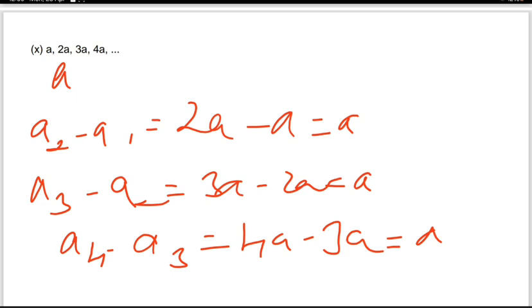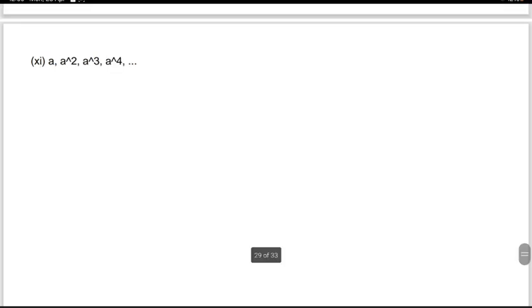So since the common difference is a, you just add a for the next term. So 4a plus a is 5a, 6a and 7a. So simply you can conclude with this. So let's go to the next one.